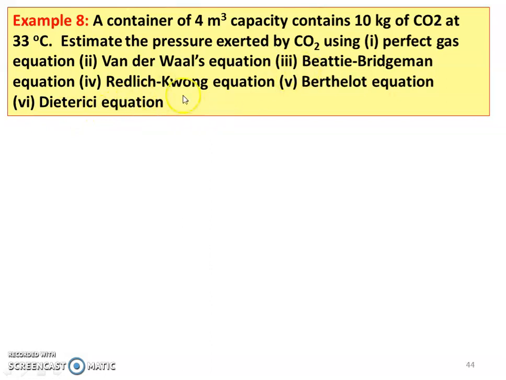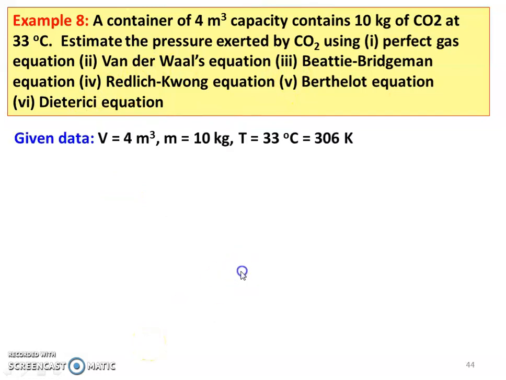So there are 5 different equations to calculate the pressure of the real gases. For the ideal gas, the equation PV equals mRT, there is only one equation. For real gas, we have 5 equations. Using these 5 equations, we have to calculate the pressure.